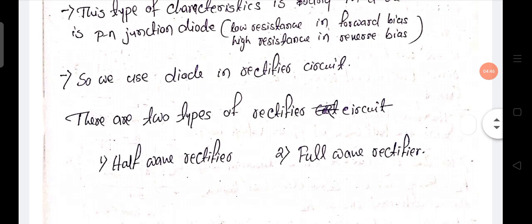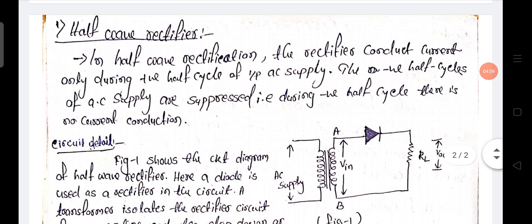There are two types of rectifier circuit. One is the half wave rectifier, and another one is the full wave rectifier. Now let's start with the half wave rectifier.